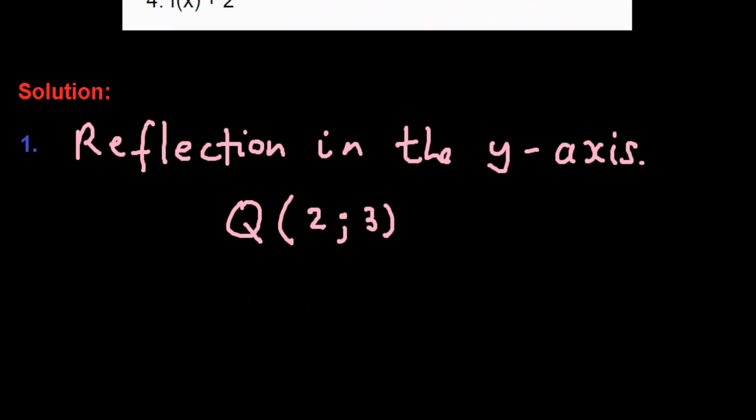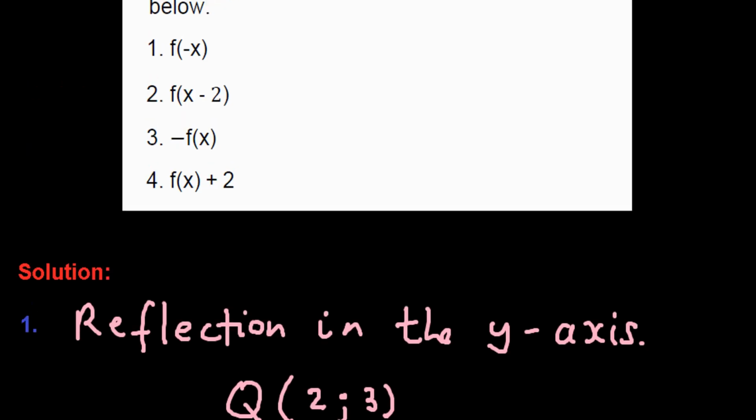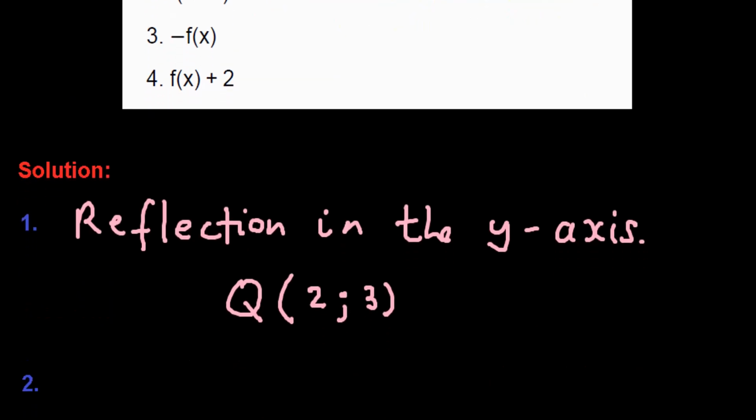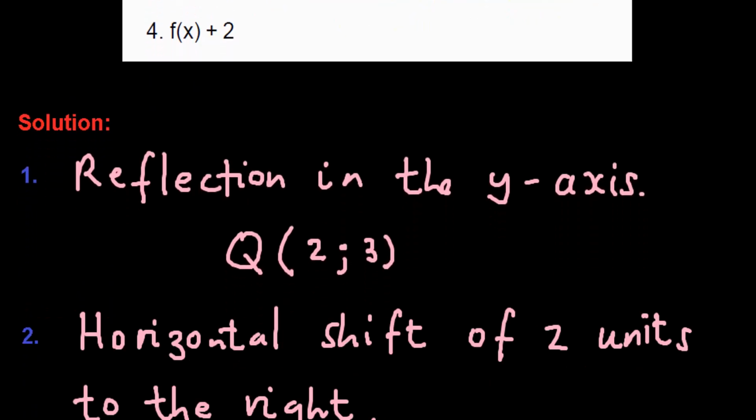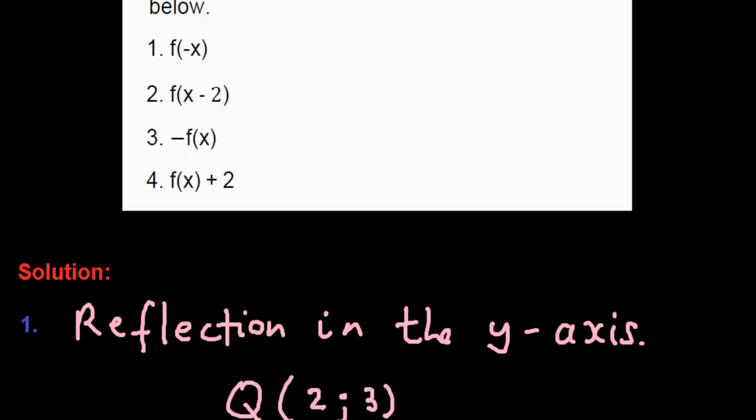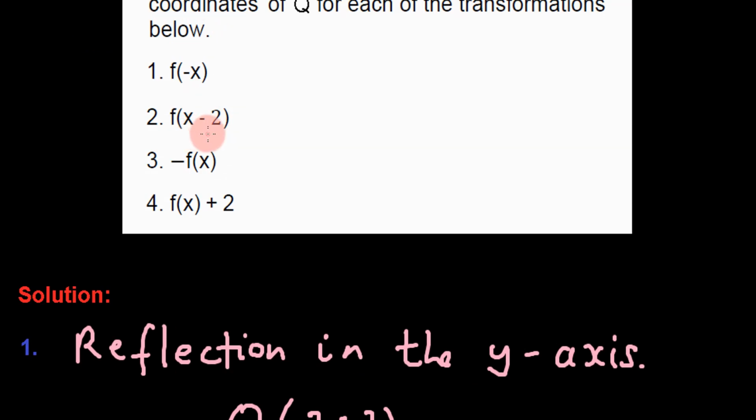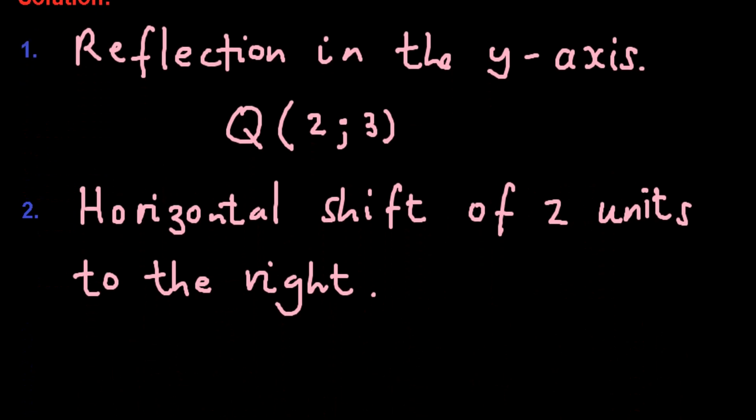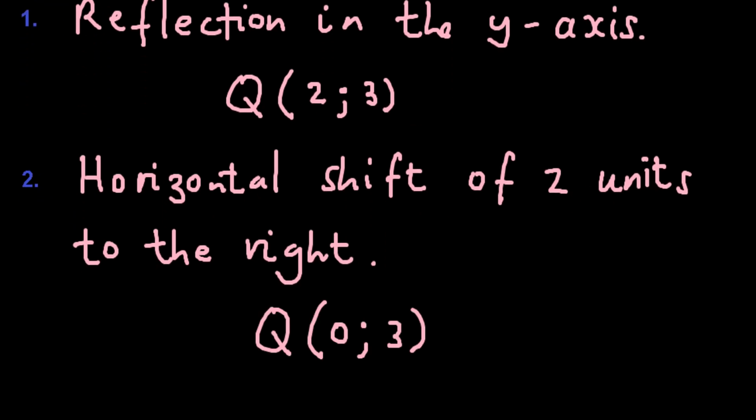Let's look at number 2. Here we have f of x - 2. Now this is a horizontal shift of 2 units to the right. Note that even though it says x - 2, we have to add 2 units to the x's. So that means that we have to add 2 to -2 here. So -2 plus 2 will be 0. And that means that Q will have coordinates 0, 3.